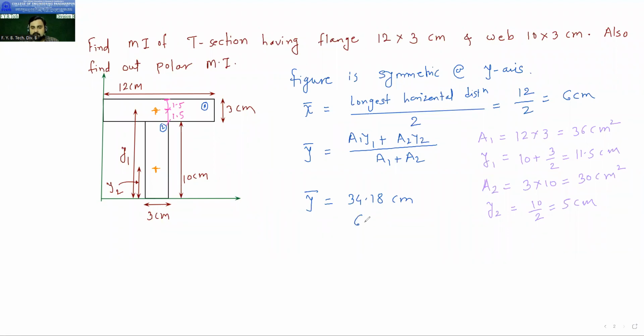6.27. Okay, another answer is 6.27. Any other answer? Out of these two, which one is correct, or is there any other answer? 4.4. The third answer is 4.4 centimeter. I am writing here all the answers. Which one is correct? You tell me. 8.54. One of the answers is 8.54.